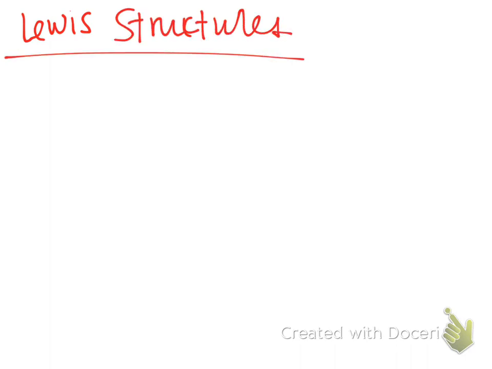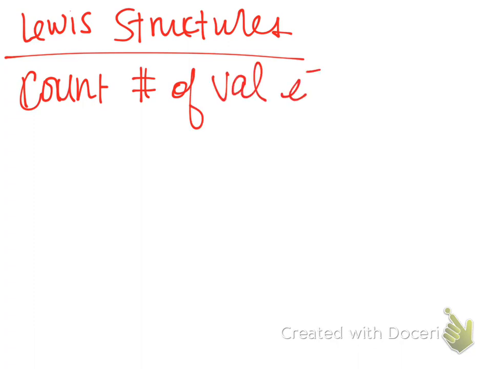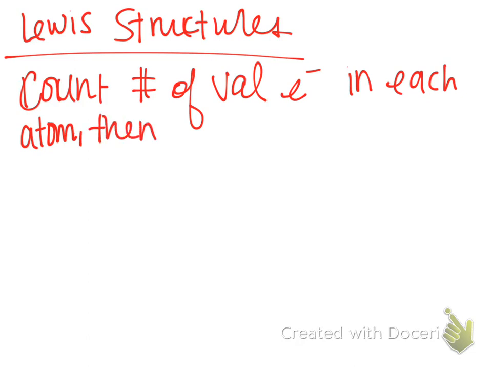All right, let's try some now. All right, I'm going to give you some rules that we're going to follow, and then we're going to just start doing some practice ones. Okay, so our first rule for drawing Lewis structures. First rule is determine or count, we'll say count, the number of valence electrons in each atom. Then find the sum.